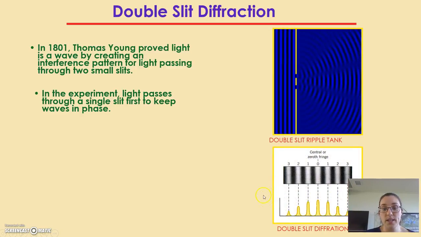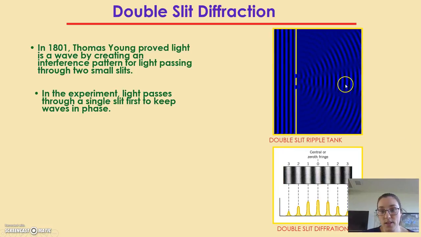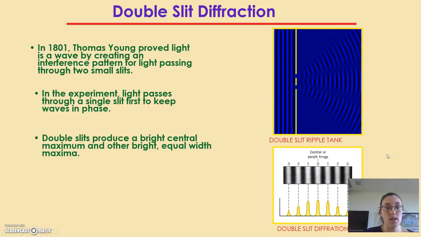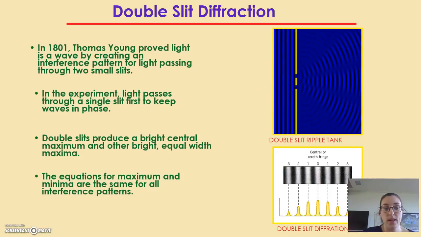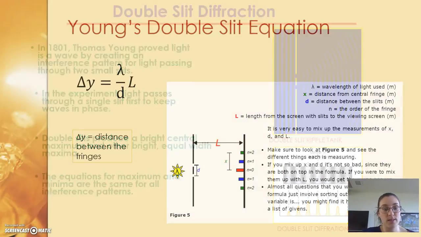In the experiment, light goes through the first screen and then the second screen. Again, in the fringe pattern we get a central fringe, and then we get ones either side. You can see them quite clearly: a dark spot, a light spot, a dark spot as we move away. Double slits produce the same sort of pattern, but with less intensity in the middle. The equations for maximum and minimum are the same for all interference patterns, but we'll have a look at that in a bit more detail later.